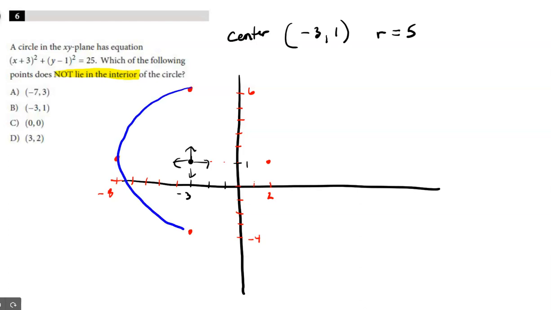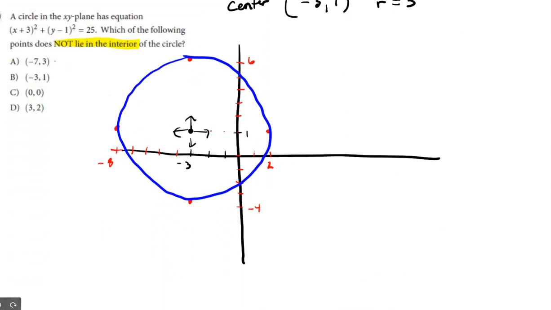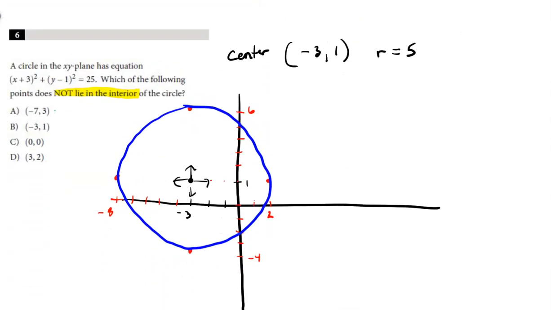It's kind of a rough, nasty sketch. It's quick and dirty is all we need. Now we got to see which of the following does not lie in the inside. Well, let's test A. -7, 3. -7, 3 looks like it would live right up in here somewhere. So that one looks good.